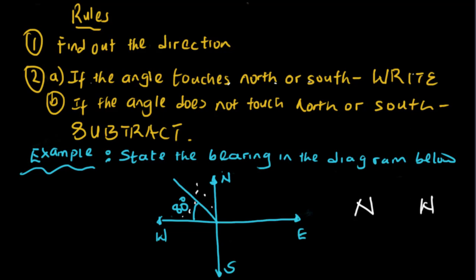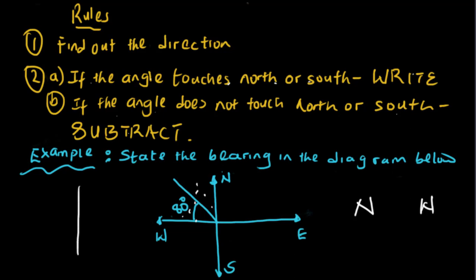Now the second rule, is the angle touching north or south? Now you can see the angle is not touching north or south. The angle is actually touching west. So we go to B. If the angle does not touch north or south, what do we do? Subtract. So you subtract. Subtract from what?